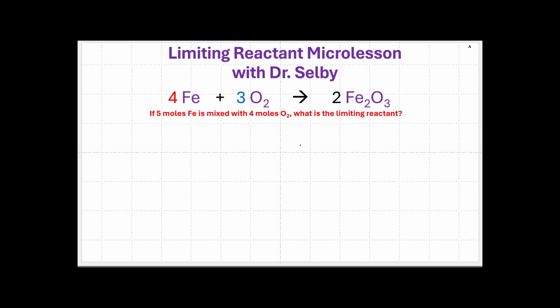I want to go through how to solve a limiting reactant problem such as this one, where we're given a chemical equation and we're given in this problem 5 moles of iron mixed with 4 moles of O2, and we are asked what is the limiting reactant. So we're given 2 different amounts of reactants. But before I go through this problem, I briefly want to review a couple things that we should know.